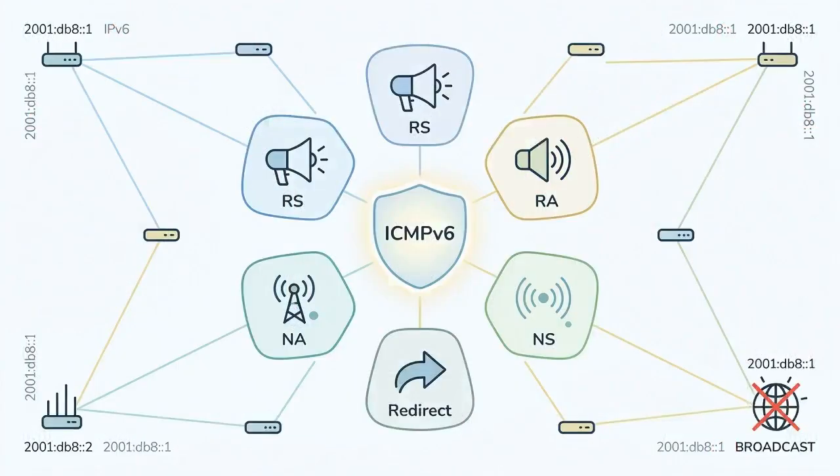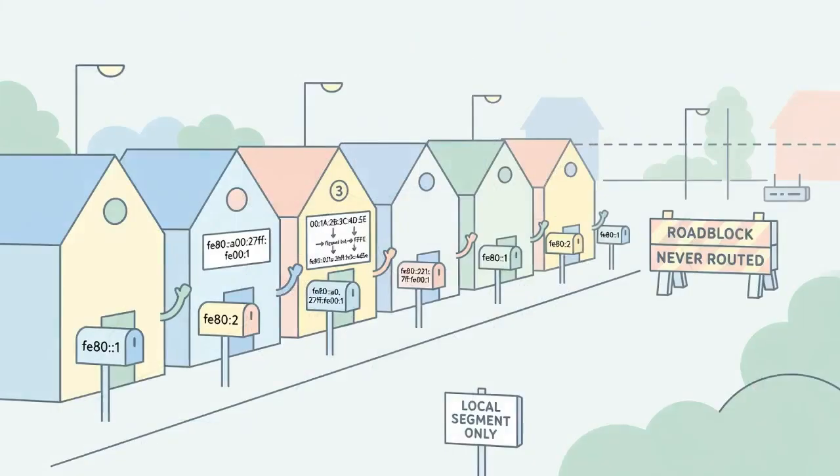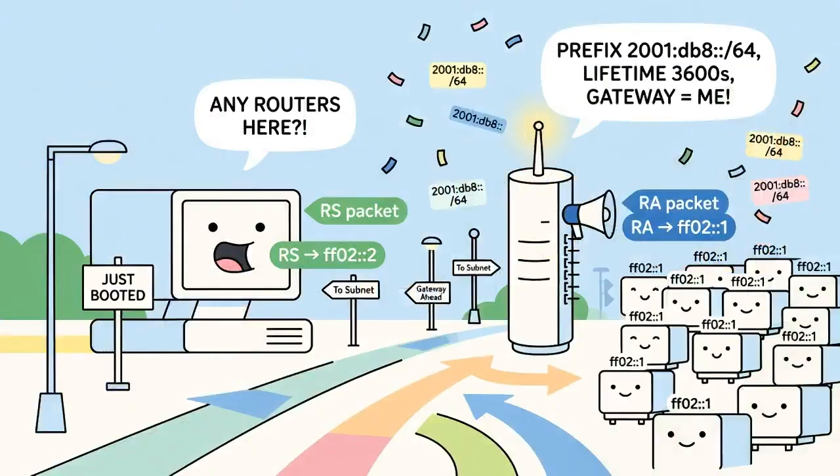NDP fixes all of this. It runs on ICMPv6, uses efficient multicast instead of broadcast, and operates through 5 message types: router solicitation, router advertisement, neighbor solicitation, neighbor advertisement, and redirect. Every IPv6 interface auto-generates a link local address in the FE80::/10 range, built by flipping bit 6 of its MAC address and inserting FFFE in the middle, a scope that never leaves the local segment and is used only for NDP traffic. When a host boots up, it shouts, "Any routers here?"